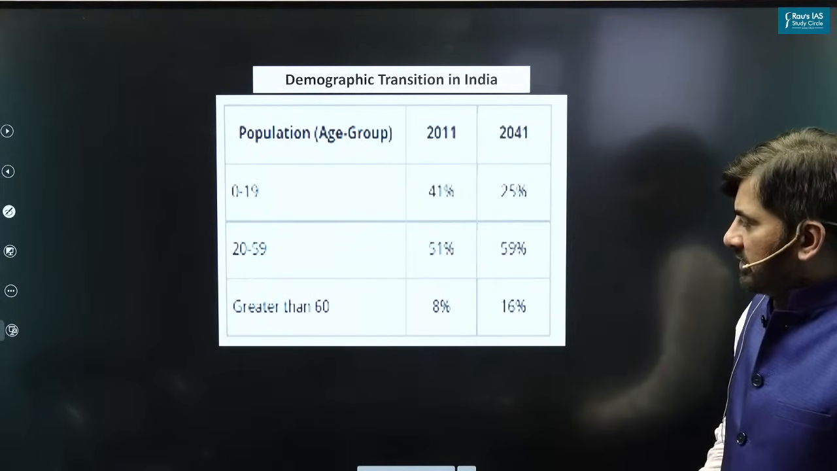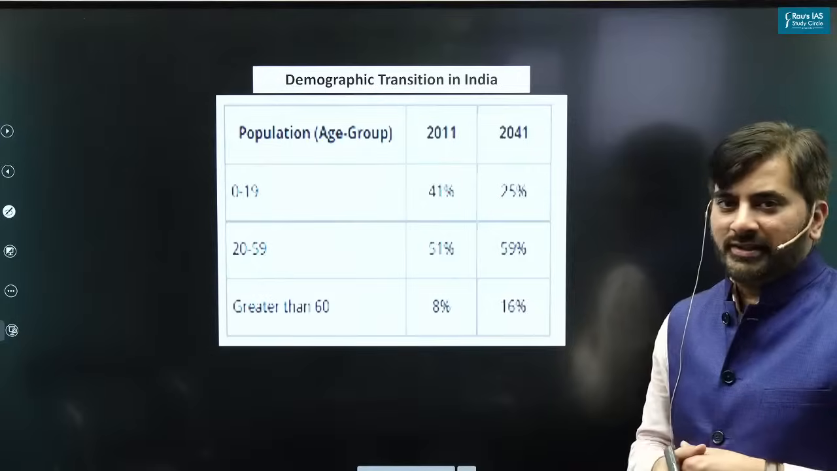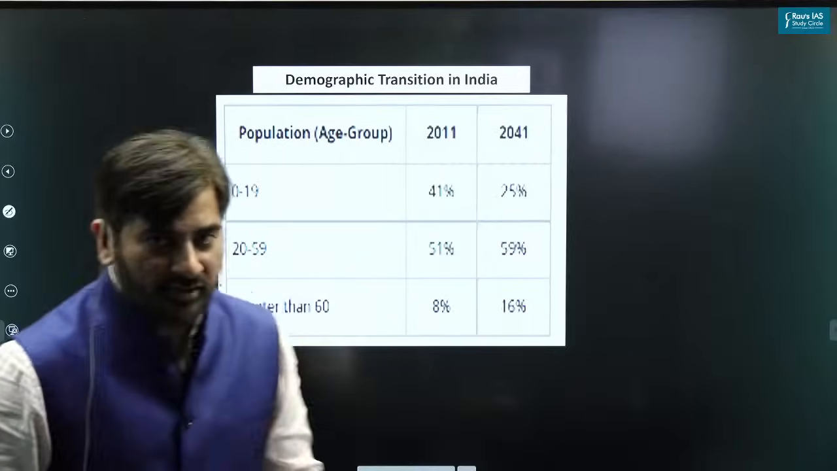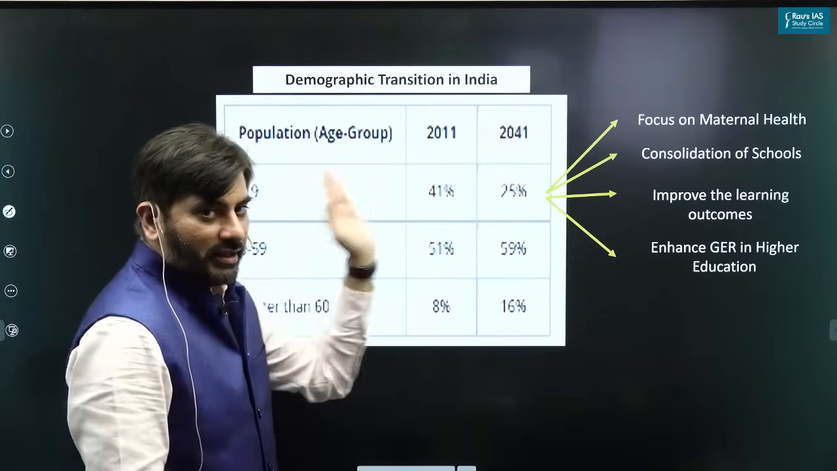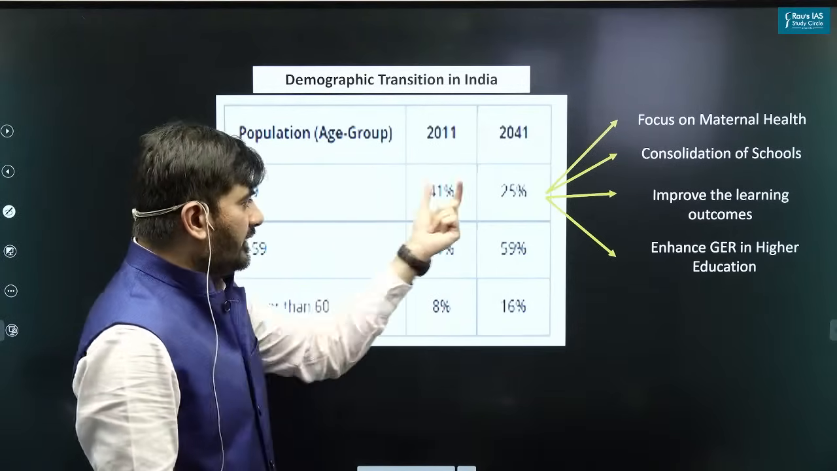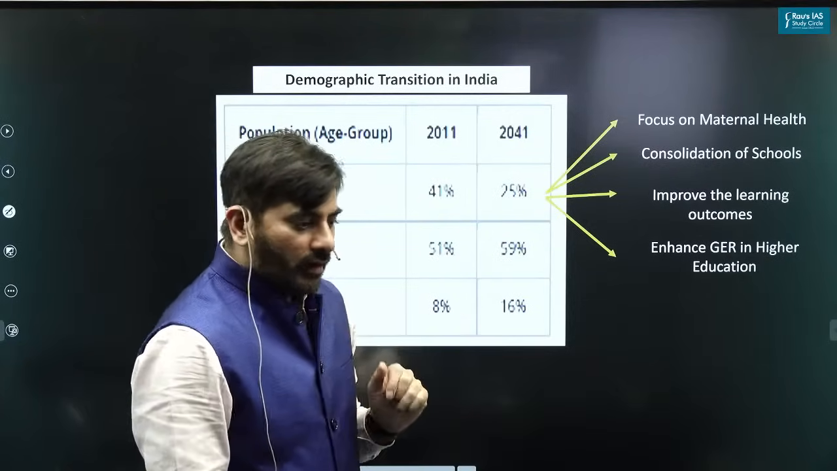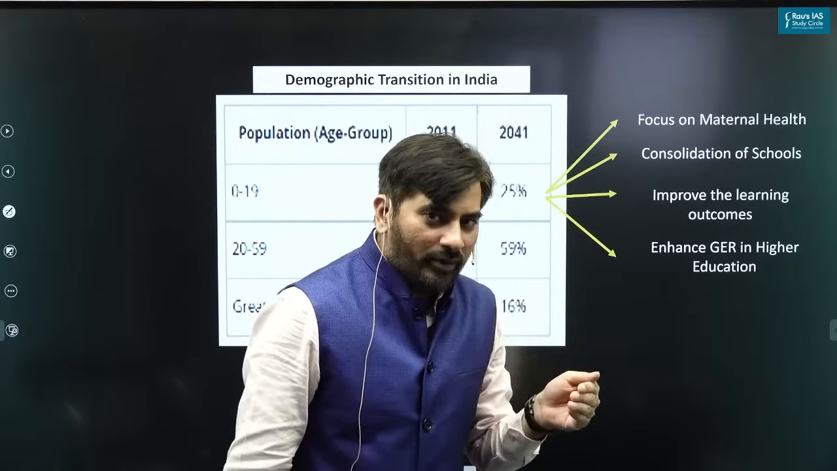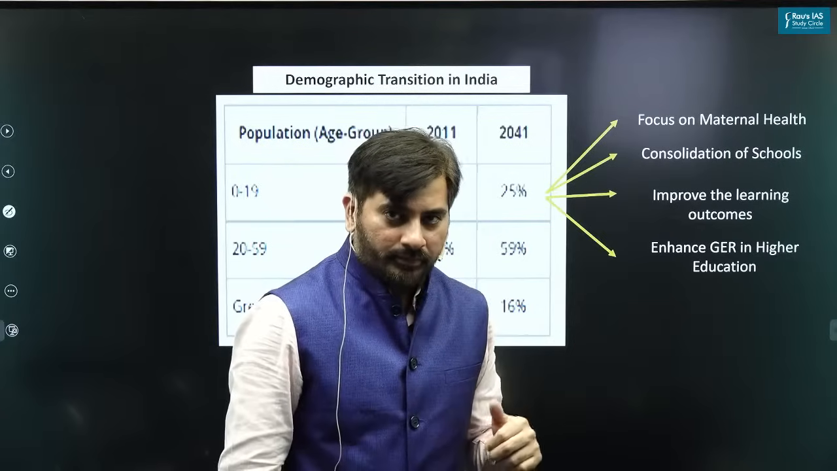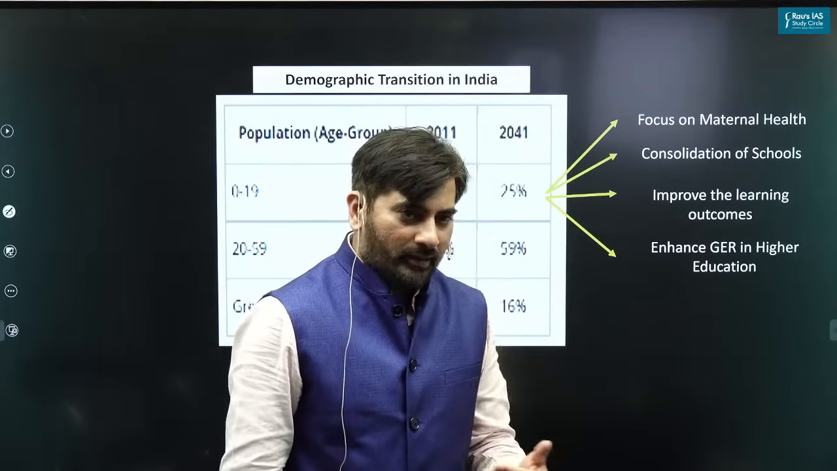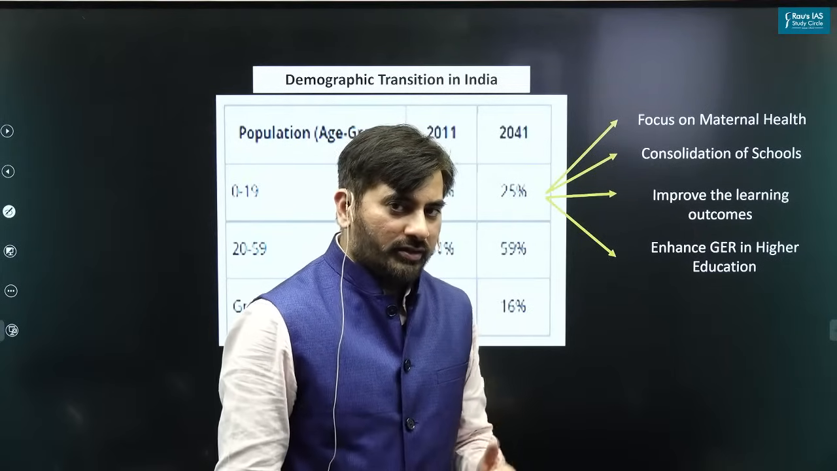The demography of India is going to change, and based upon that, you should know how the government should change its policies to handle this demographic transition. Answer is pretty simple. The share of children in the age group 0 to 19 is going to reduce from 41% to 25%. So because we are going to have fewer children in India, what should be our priority? Priority number 1, we should focus on maternal health in order to reduce the problem of hunger and malnutrition among the children.